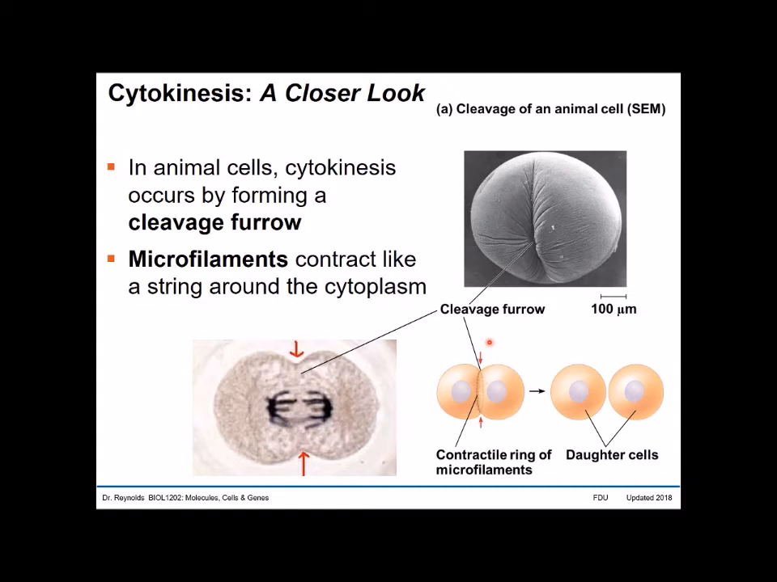So, this is formed by microfilaments. Microfilaments tied like a string around the cytoplasm. What do we call the microfilaments that form around the outside of the cell? Starts with a C.